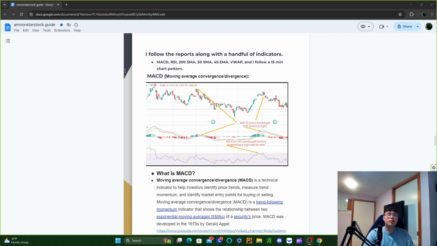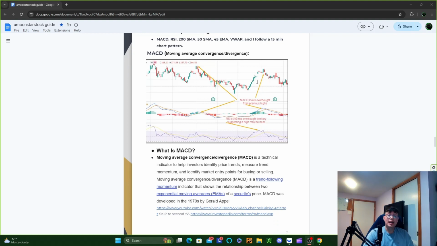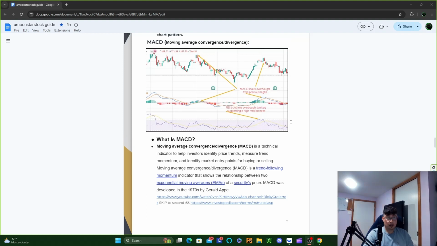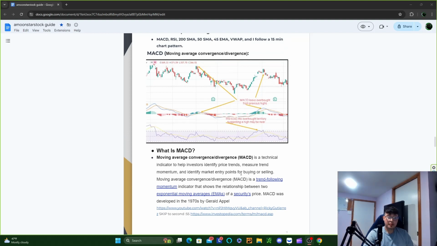Okay, so we're starting off with the MACD. What is MACD? Moving Average Convergence Divergence. It's going to be this guy right here at the bottom. It's a very good example. I really like this indicator. So let's see what it is. It is a technical indicator to help investors identify price trends. Let's keep going, and then I'm going to read all my indicators. I have 1, 2, 3, 4, 5, 6. And then I'll show you my actual chart, and we'll put it all together.